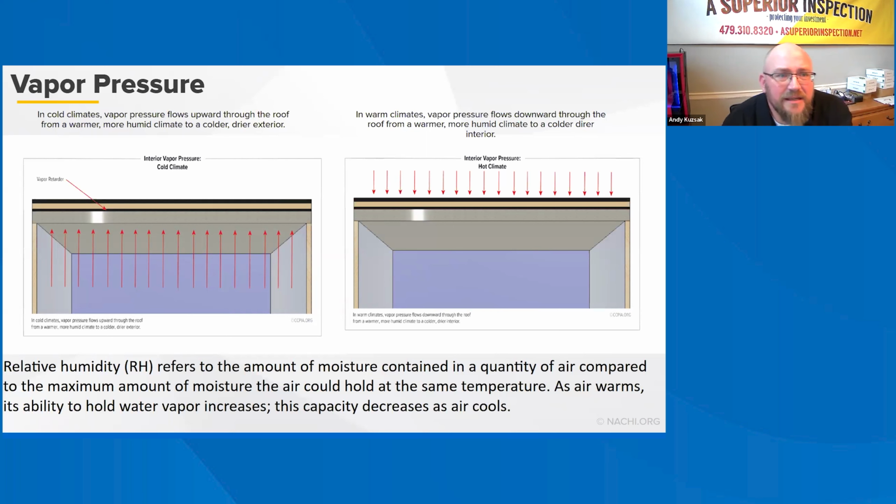You can see here that in cold climates, vapor pressure flows upward through the roof from a warmer, more humid interior to a colder, drier exterior. And in warm climates, vapor diffusion flows downward through the roof from a warmer, more humid exterior to a colder, drier interior. Relative humidity refers to the amount of moisture contained in a quantity of air compared to the maximum amount of moisture the air can hold at the same temperature. As air warms, its ability to hold water vapor increases. This capacity decreases as air cools.